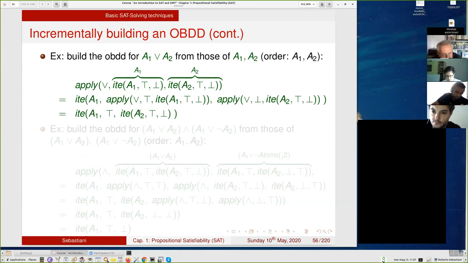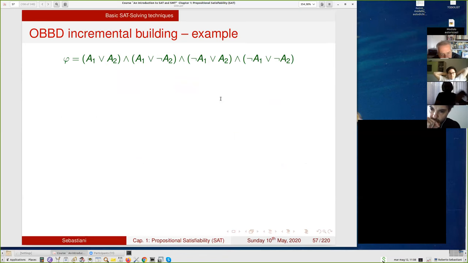So what happens is that you build an OBDD on the top variable, which is, I assume ordering A1, A2, A1. You apply recursively the OR to the left branch, which is true here, to the second OBDD. In the right branch, you apply OR to the false branch of the first with the whole OBDD recursively. But of course, applying OR to something else is true, and applying the OR to false to something else is the something else. So the result is if-then-else A1 true, if-then-else A2 true false, which is substantially this one.